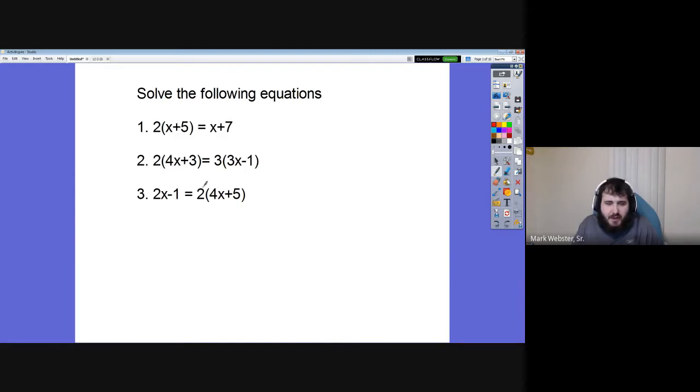Lastly, we only have the distribution on this side, so let's write it out. 2x minus 1 equals 2 times 4 is 8x plus 2 times 5 is 10. So let's subtract that 8x over. I've got $2 in my pocket, but I owe you 8. Once you shake me down for those $2, now I only owe you 6, right?